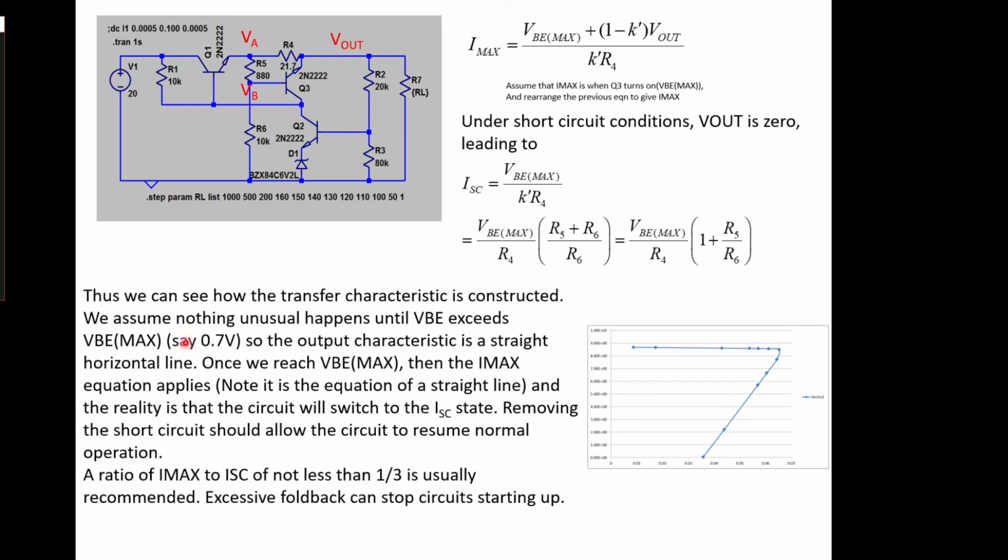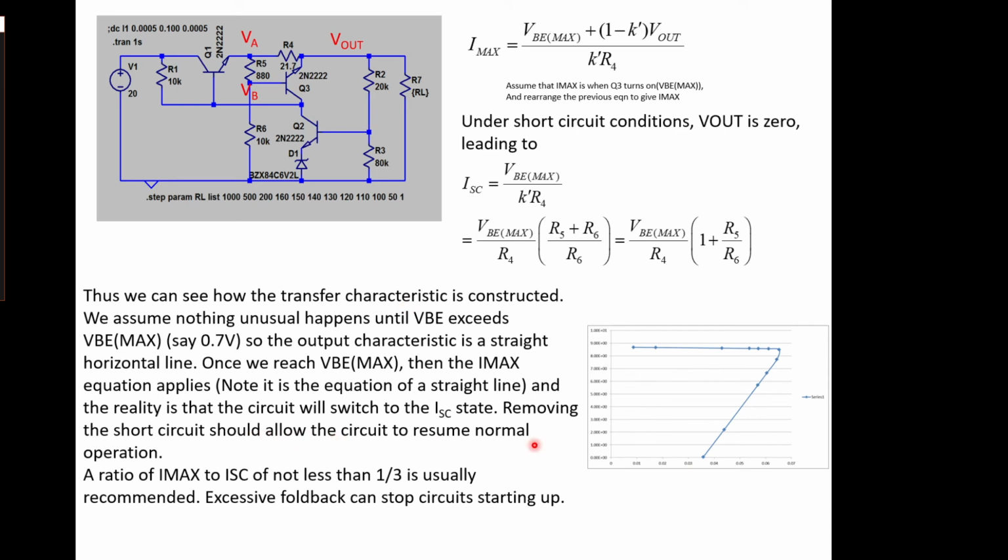We assume nothing unusual happens until VB is exceeded, so everything behaves normally. But the interesting thing is what happens when VBE reaches its maximum, and then we end up in this part of the characteristic, which is a straight line, and the only interesting part of that then becomes this value of the short circuit current.